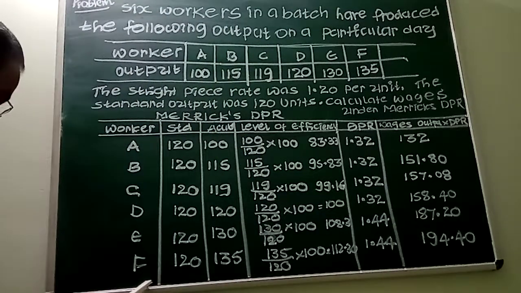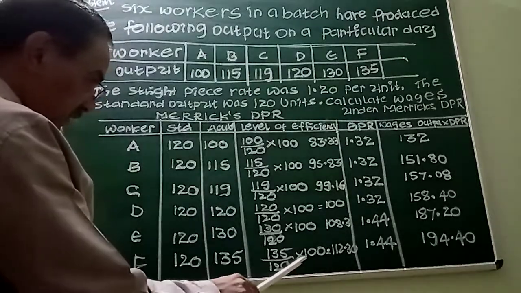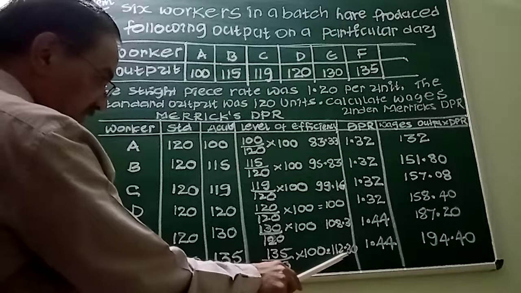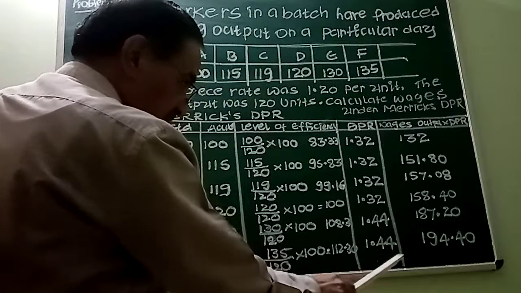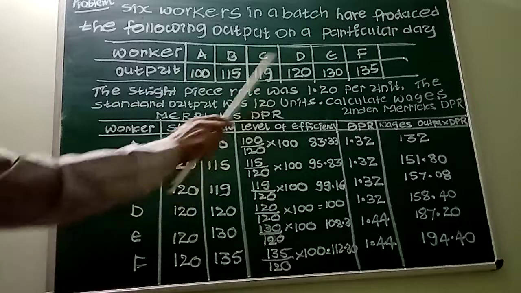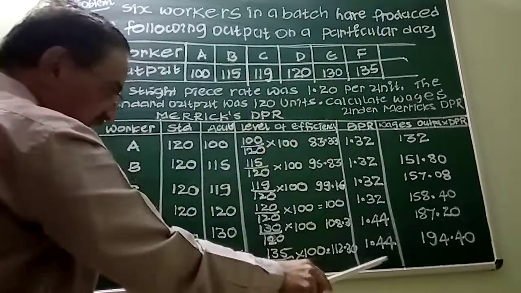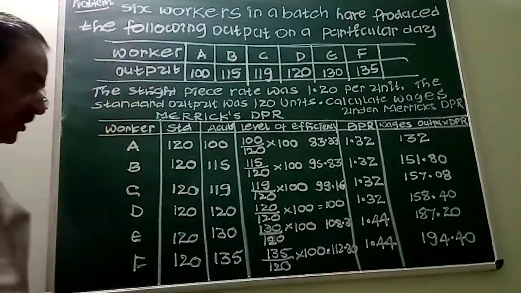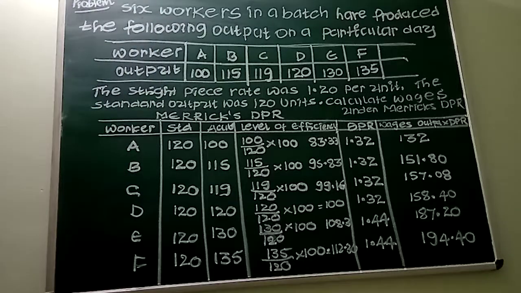So come to worker F. He is also more than 100%. You can easily make out because the standard output is 120, whereas his production is 135. 135 divided by 120 into 100 is equal to level of efficiency 112.30. So he will also fall under the third slab, that is more than 100%. More than 100% means 120% of 1 rupee 20 paisa. 120% of 1 rupee 20 paisa is 1 rupee 44 paisa. So his wages will be 194.40.